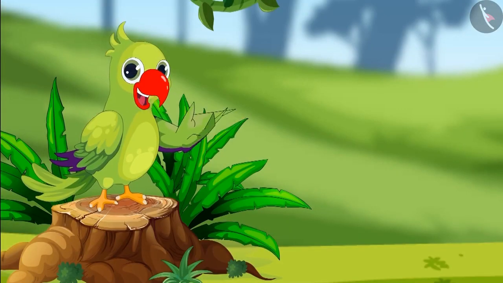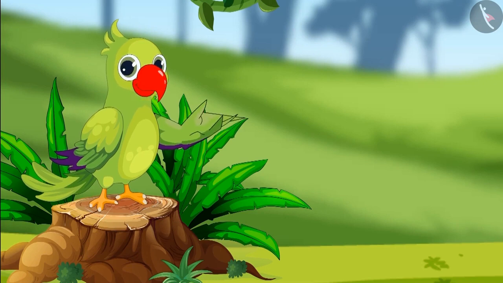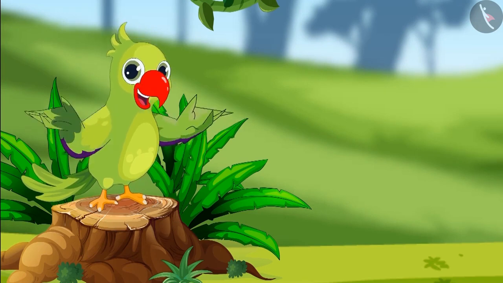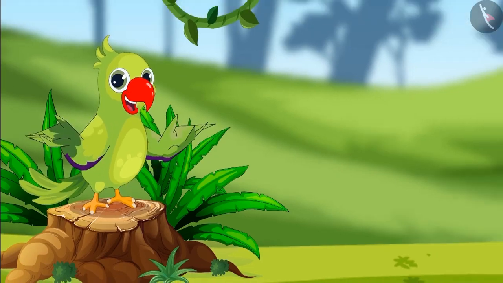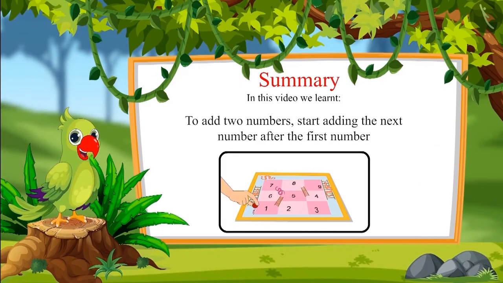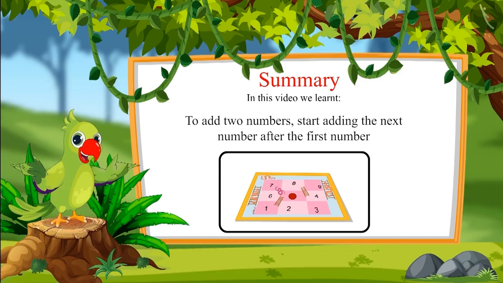So children, I hope you had fun watching the game of snakes and ladder. You too can now add 2 numbers like Chotu and Pinky, isn't it? That's all on this topic. In this video, we learned that to add any two numbers, we need to start adding the next number after the first number. I hope that you have understood this topic properly.